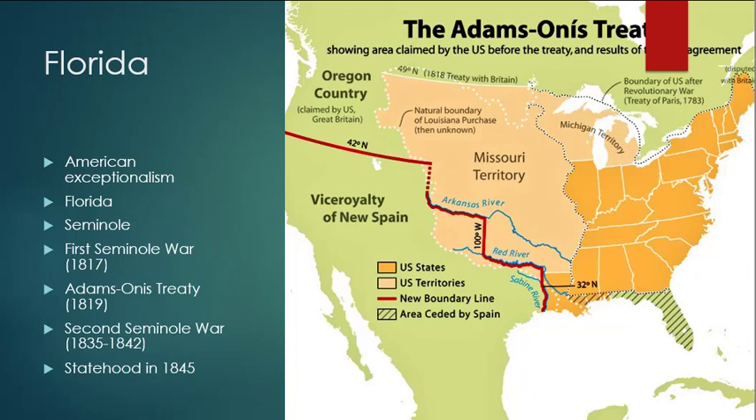The reason that the war breaks out is because in the Seminole Territory, there are a lot of free Black men and women living there, and there are also a lot of escaped slaves living in the Seminole District. This really makes slave owners uncomfortable.